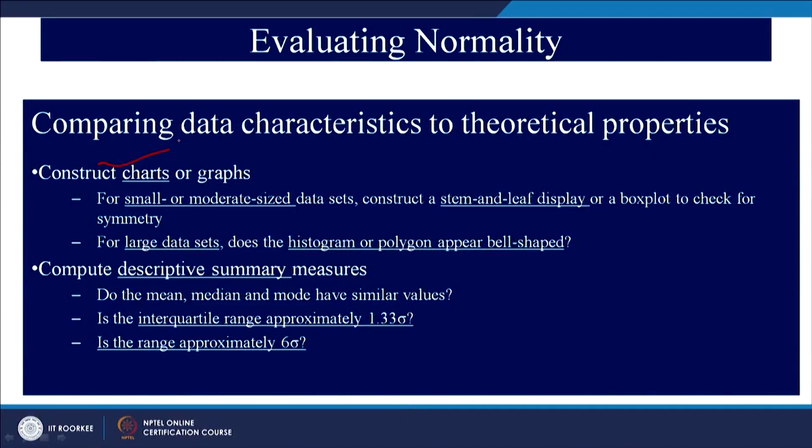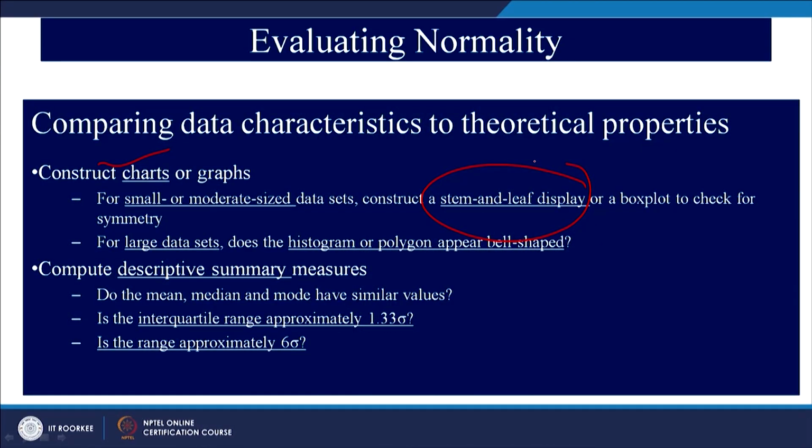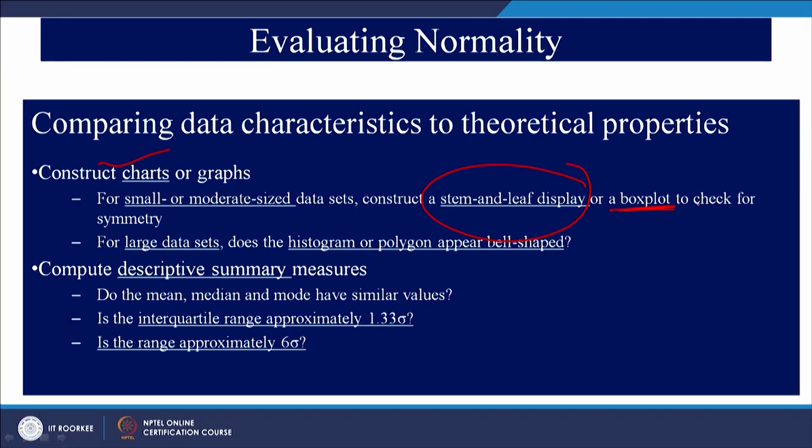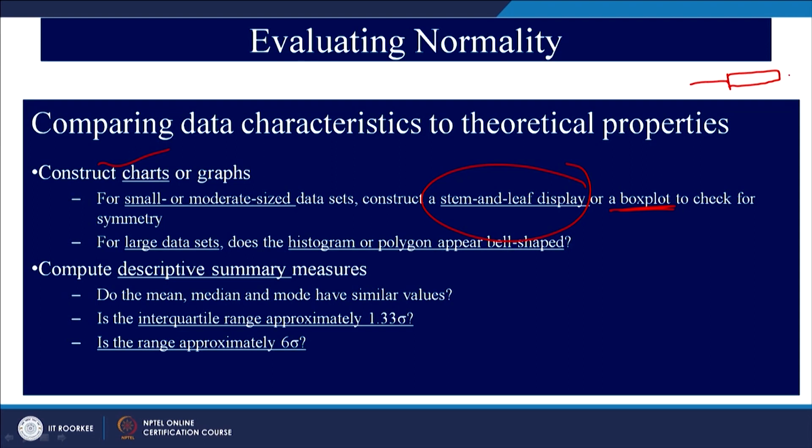So, let us look at data characteristics against theoretical properties. First of all, to check whether data are normally distributed or not, you should construct a graph or a chart. If the data size is small or moderate, then it is always good to construct a stem and leaf diagram or box plot to check the symmetry, right. We know what a stem and leaf diagram is, and we also know the box plot. In a box plot it looks like this, is it not? This is what we have discussed earlier.